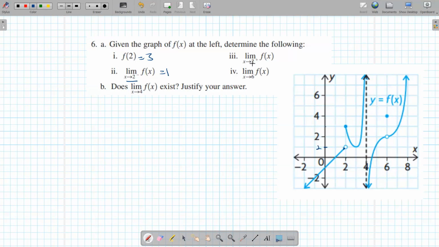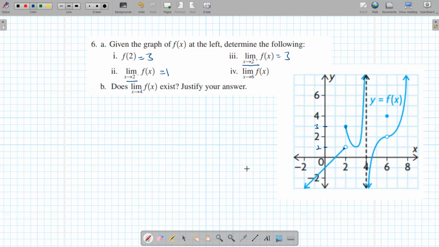The third one says find the y value directly to the right. 2 plus means directly to the right of 2. So we know this is exactly 2, and directly to the right of 2 is here. What's the y value? Approximately 3.